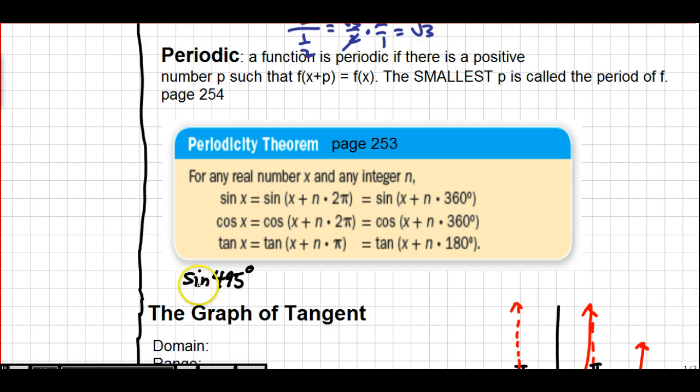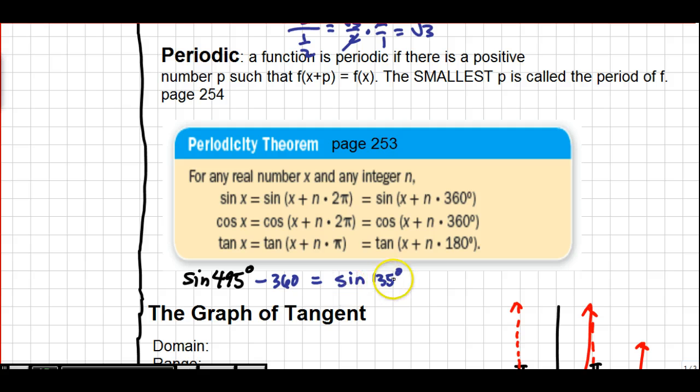So if you take something, for example, like the sine of 495, students know that that means you've gone around the circle more than once. And so you'd take away that extra circle, that extra amount, and so we know that the sine of 495 is the same as you doing the sine of 135. Those are both going to be in the same location on the circle.